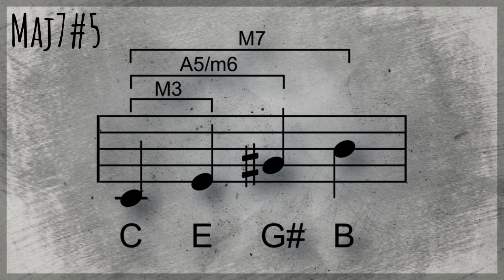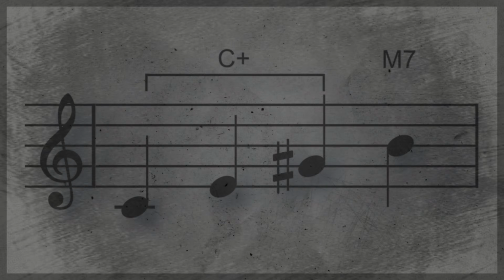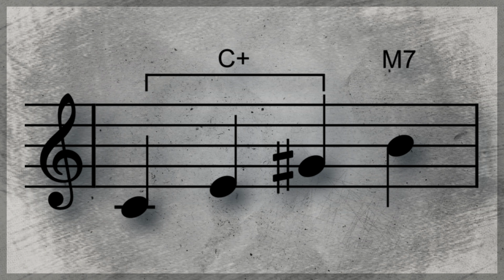From the root, our Major 7 sharp 5 contains a major third, augmented fifth, which sounds like a minor 6, and a major 7th. So we can think of it as an augmented triad with an added major 7.